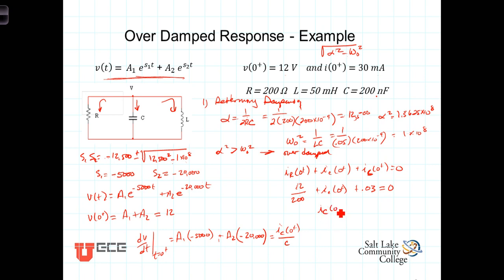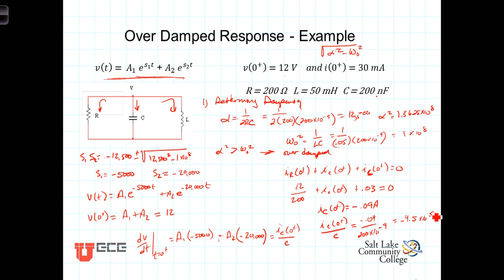Solving for I sub c at 0 plus, we get that it is equal to a negative 0.09 amps, and thus I sub c at 0 plus divided by c is equal to negative 0.09 divided by c, which was 200 times 10 to the minus 9th, and that equals negative 4.5 times 10 to the 5th.